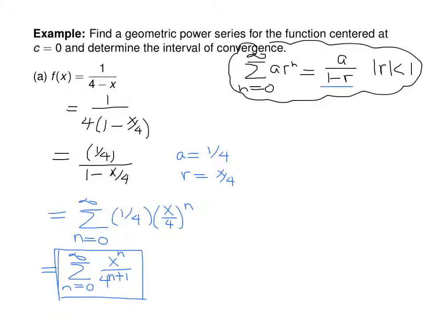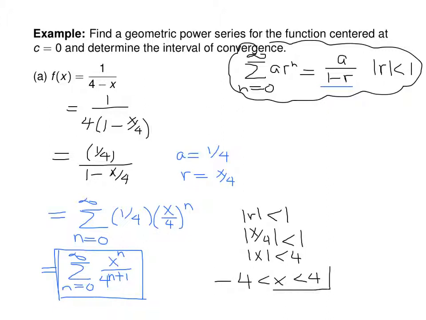Now, this series will converge so long as the absolute value of r is less than 1. So the absolute value of x over 4 must be less than 1. Absolute value of x is less than 4, or x is in between -4 and 4. And because these are all based on geometric series, the geometric series will never converge at the endpoints. You don't need to actually test them. So the power series representation is given in blue, and its interval of convergence is -4 to 4.